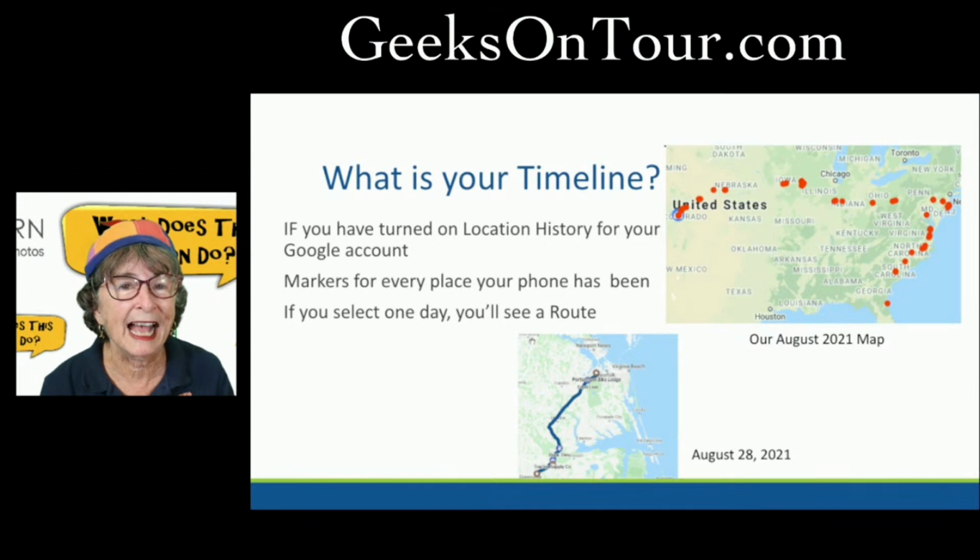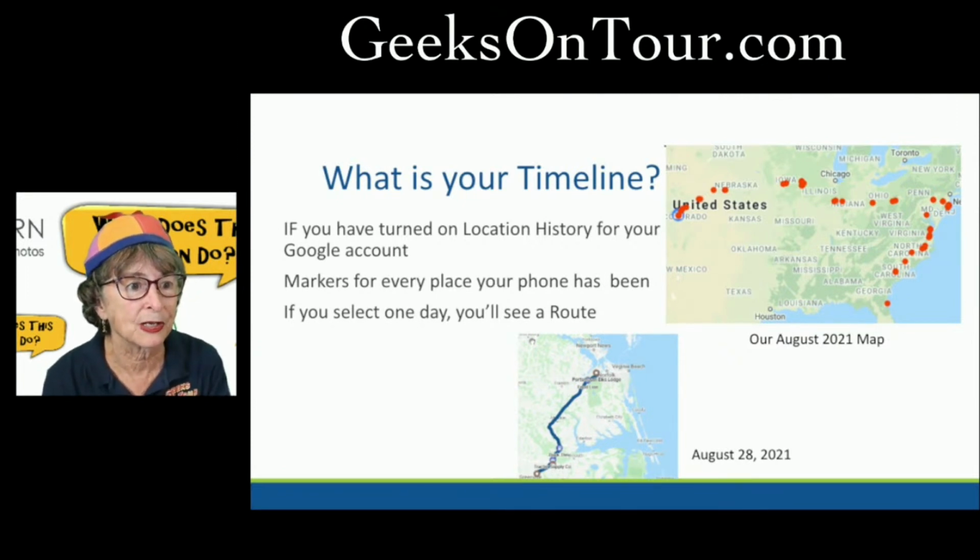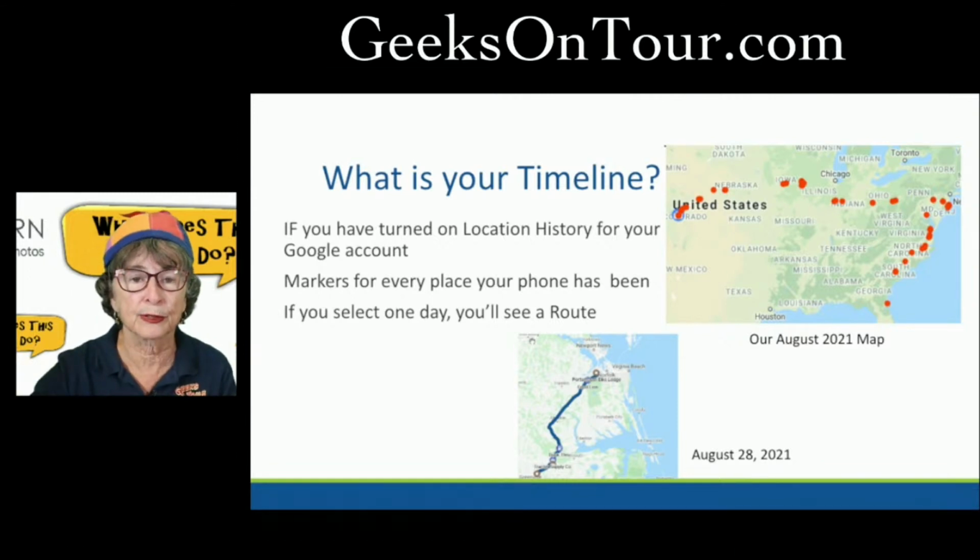You do need to have location history turned on, and you need to have location services, your GPS in your phone, turned on for it to work. If those are true, then you will have a marker for every place your phone has been. And if you select one day and it's a day that you drove, you will see the route that you took.